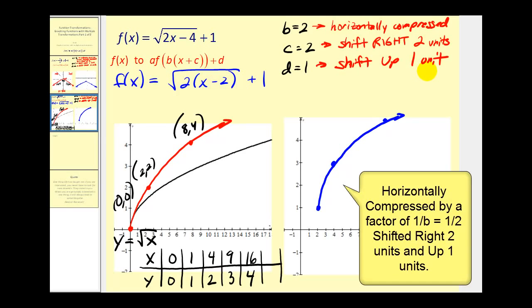So the idea here is that if you know how to graph a parent function, you should be able to graph a transformed function fairly quickly and easily without the use of a graphing calculator.